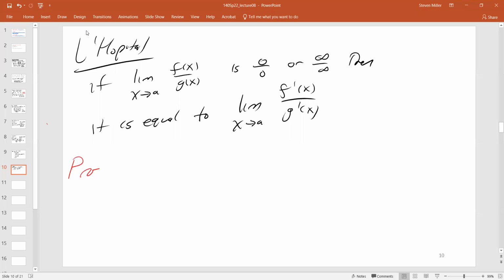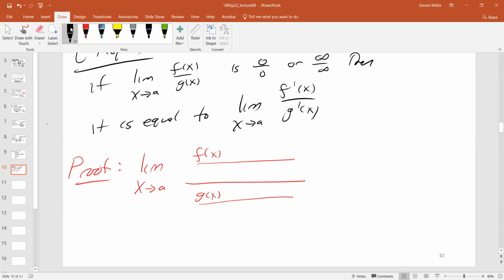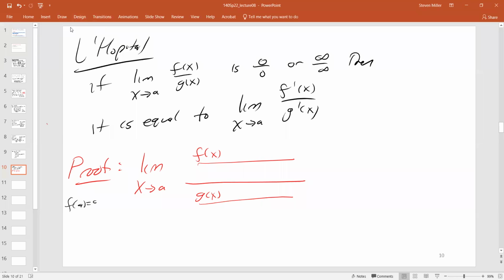And the proof is actually pretty nice. If we look at the limit as x goes to a of f of x over g of x, what I'm going to do now is put in some extra stuff. Let's do the case when f of a equals g of a equals 0. If f of a equals 0, can I just subtract off f of a from upstairs?